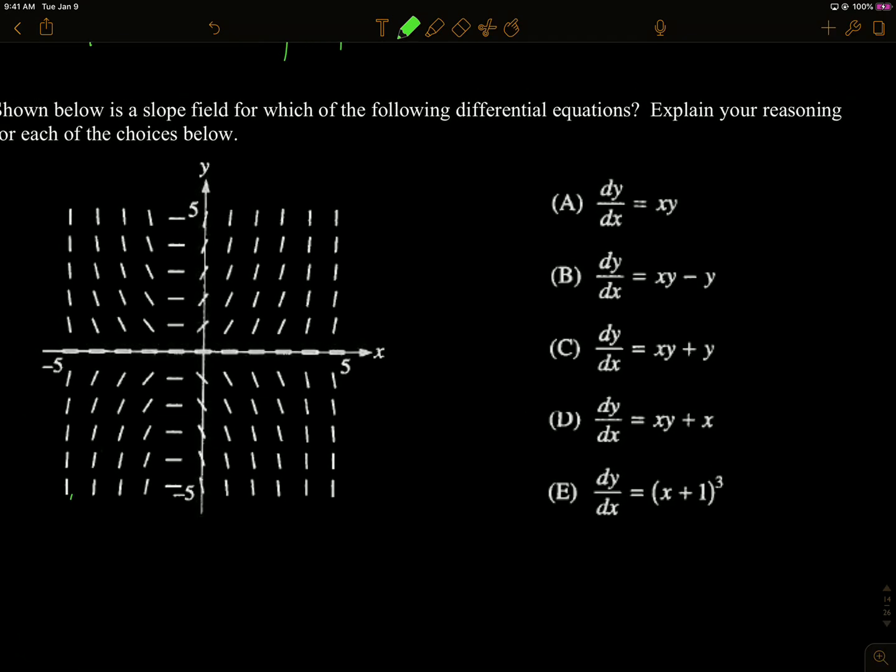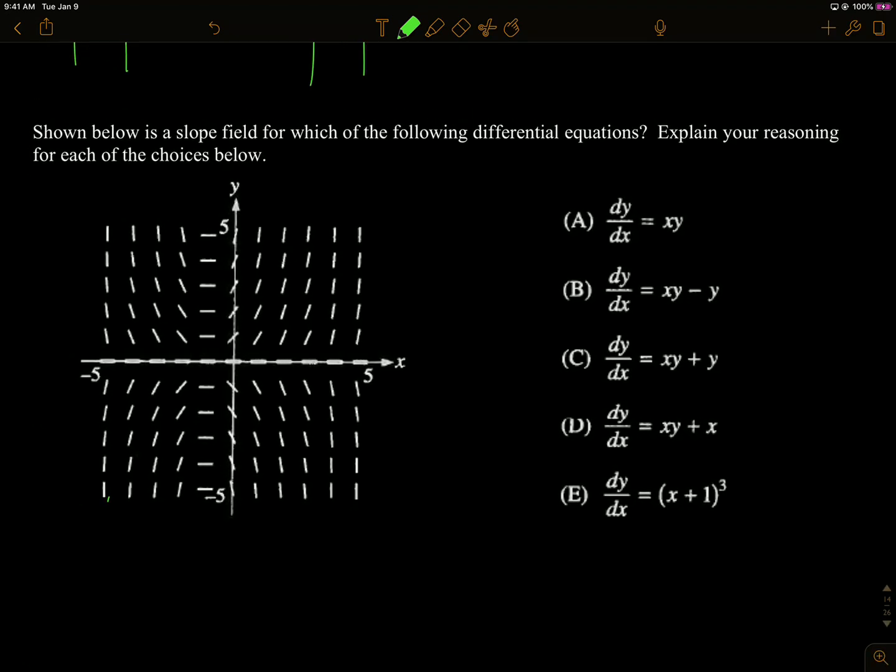Okay, now it's the reverse question. Shown below is a slope field for which of the following differential equations. Explain your reasoning for each of the choices below. So there's a couple of ways that you can do it. I like to think about 0, which is helpful a lot of the times, and we just start eliminating choices.